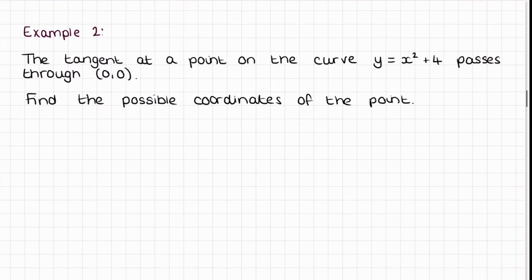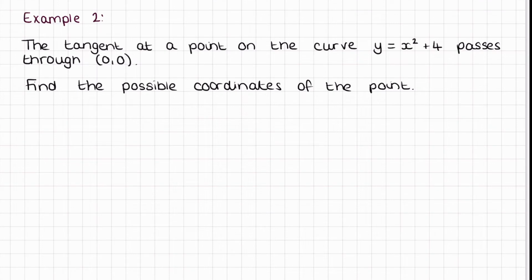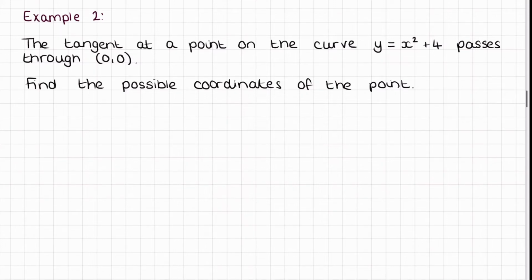Example 2, the tangent at a point on the curve y equals x squared plus 4 passes through (0, 0). Find the possible coordinates of the point. The question says to find the possible coordinates, which tends to suggest we're going to have more than one solution. Now the tangent goes through (0, 0), so we have a point there that we might be able to sub in at some point. And we want to find the tangent, so first of all we need our derivative. So our y dash would be 2x.